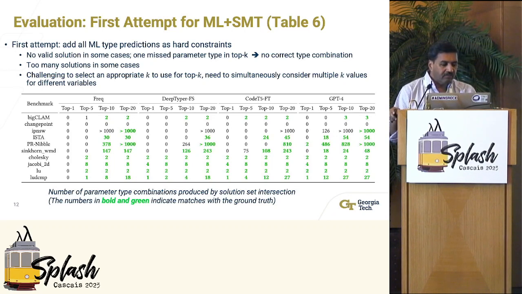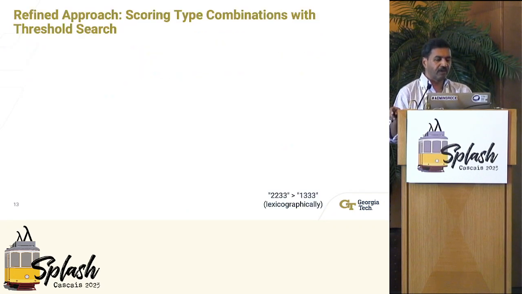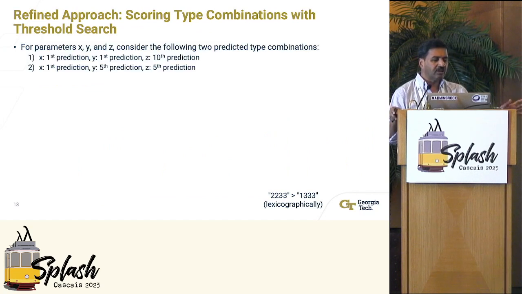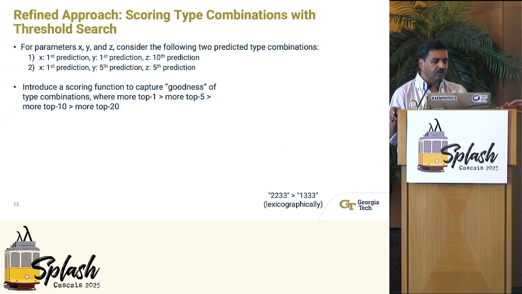That's a good start, but what we found is that it was too much of a hard constraint. In some cases, it would still miss one type in the ground truth, and then the Cartesian product would mean that you have 0 type combinations that match, or in some cases, there would still be too many solutions. And the issue over here is when you look at top K, you want to simultaneously consider multiple K values for different variables. So now the paper has the detail on a scoring function that we use.